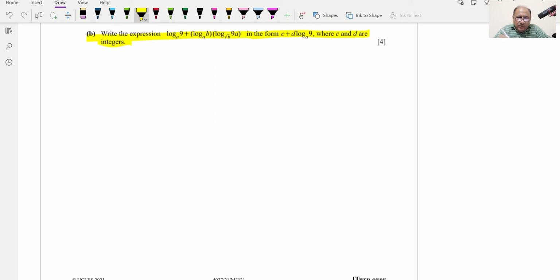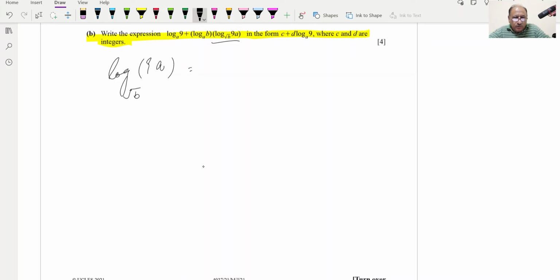So if we write log under root b of 9a, this will be equal to what? Log with base b of 9a. Here we want to switch the base, which is under root b.